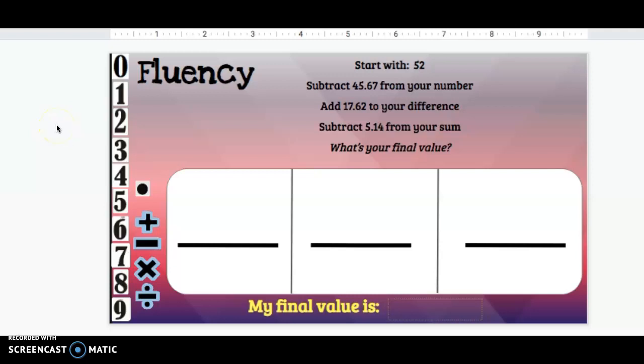All right, so let's look at fluency. You're starting with the number 52, okay? You're starting with this number. So we have to start with 52. So I'm going to put 52.